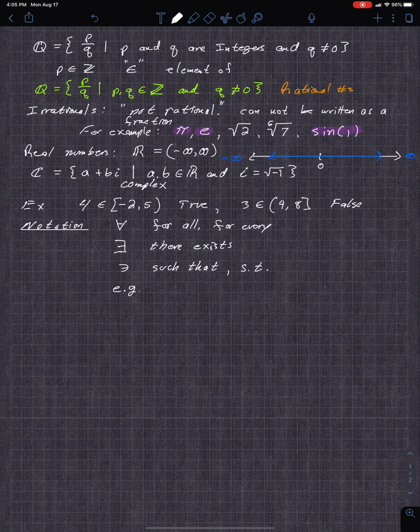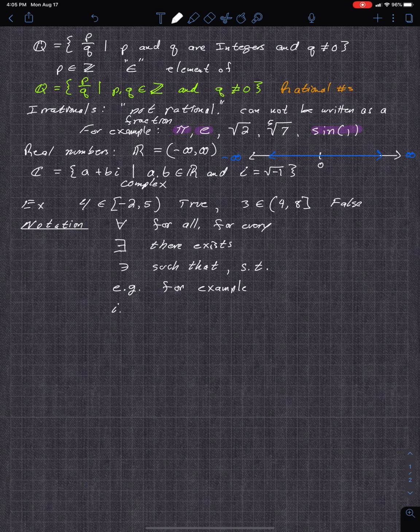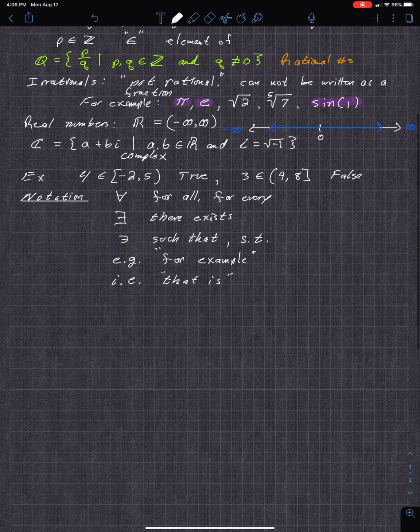This we'll use as well. The EG means "for example." Sometimes I'll define something and then say, for example, here you go. And then another one is the IE. That means "that is."